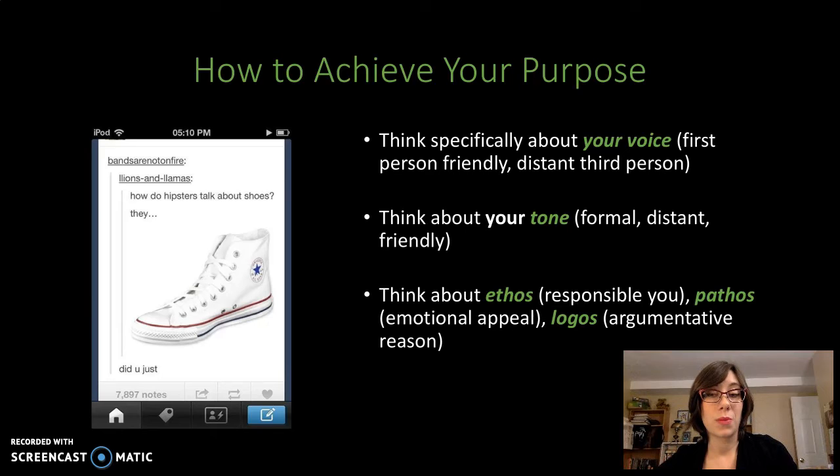Think about whether you want to make an emotional appeal, and think about your reasoning, okay? And this is using ethos, showing that you're responsible, pathos, making an emotional appeal, and logos, which is your logical argumentation or your reasoning, okay? So this is how to achieve your purpose in all your business writing. Try to get the correct tone by thinking about these things: voice, ethos, pathos, logos, all that good stuff.